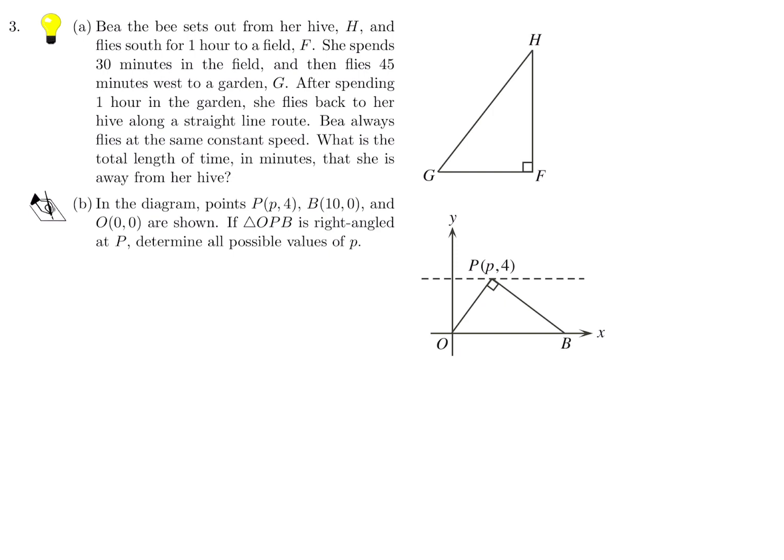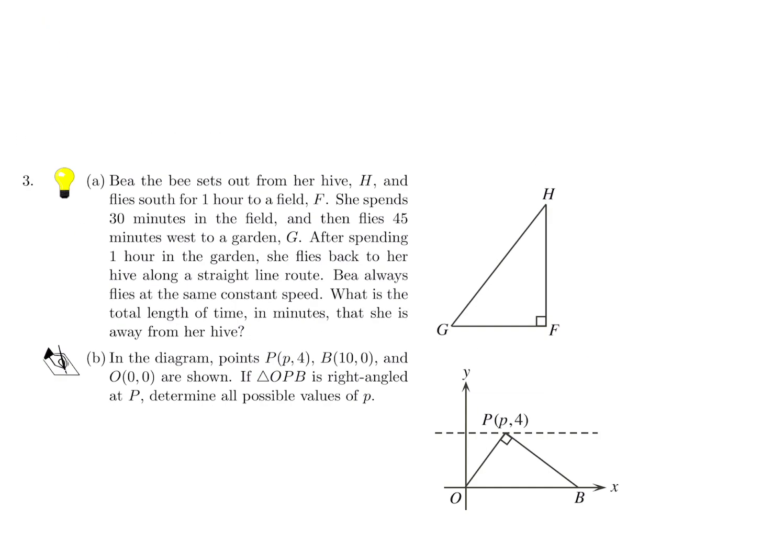B, the bee, sets out from her hive H and flies south for 1 hour to a field F. She spends 30 minutes in the field and then flies 45 minutes west to a garden G. After spending 1 hour in the garden, she flies back to her hive along a straight line route. B always flies at the same constant speed. What is the total length of time in minutes that she is away from her hive?